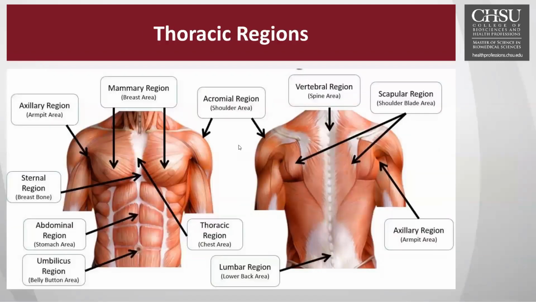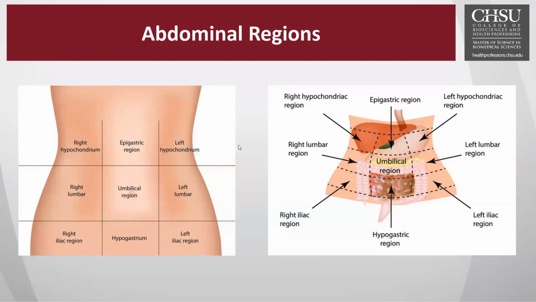Well, I think we missed the mammary region. So the mammary region would be a specific part of the thoracic region where we have the mammary glands and then the pectoralis muscles. Okay, let's look at the abdominal region.